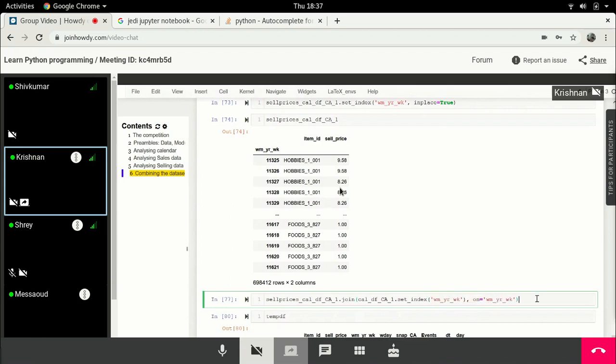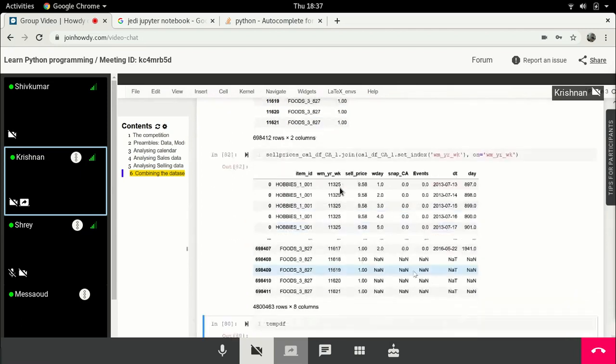I will just check what happens. Now I think it's better. Okay, there's a slight problem. We have now made it into an integer, but we can get rid of that. That's okay. The reason is that it's not a number, so it becomes NaN here. That's understood.